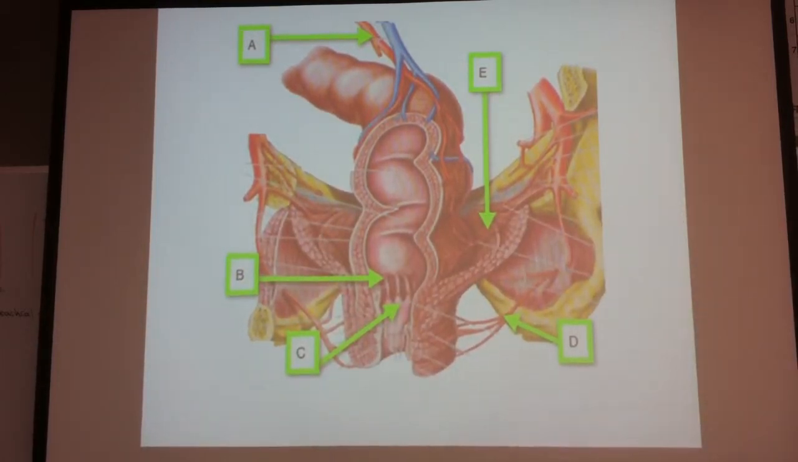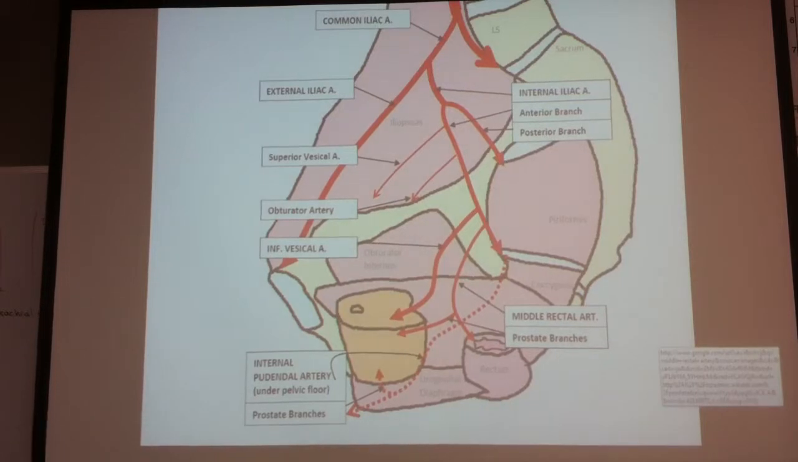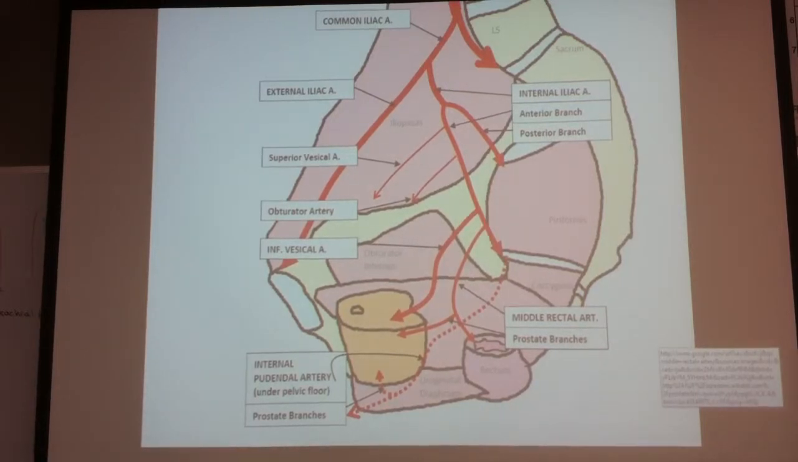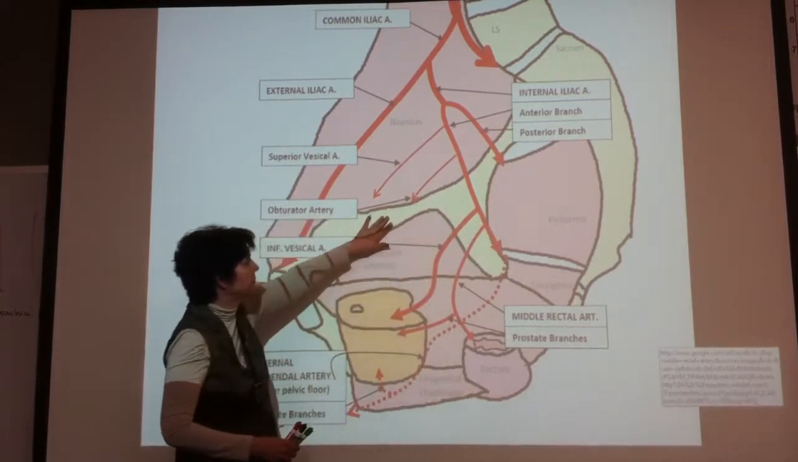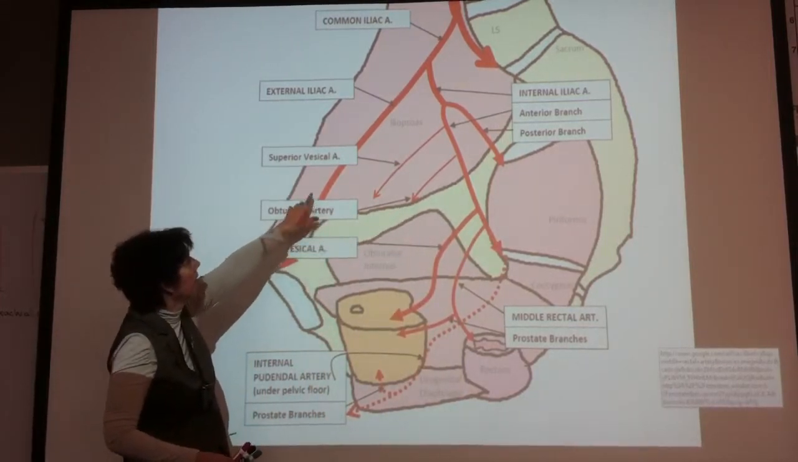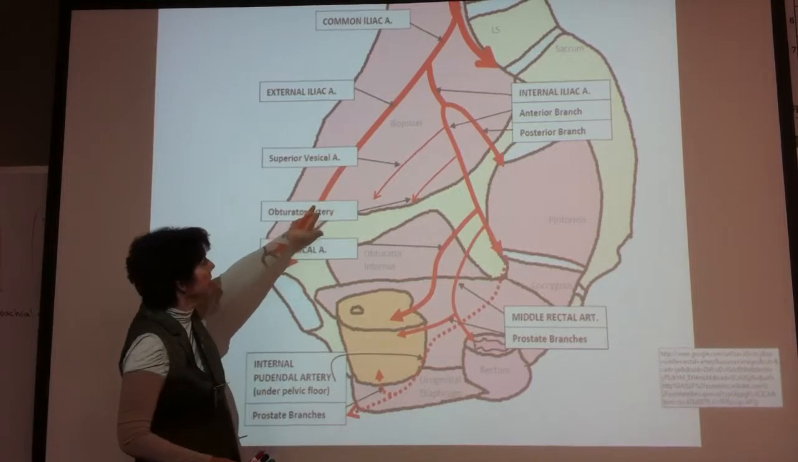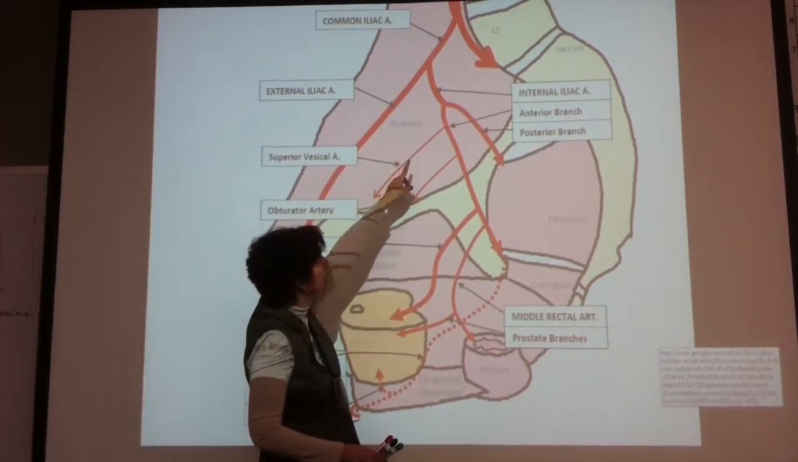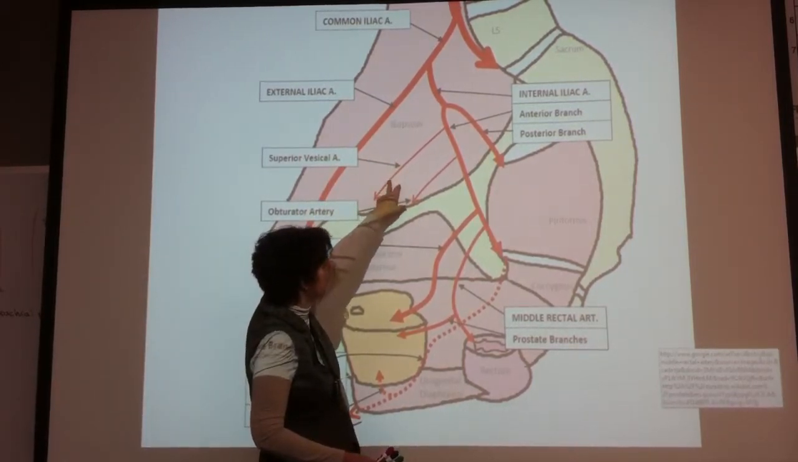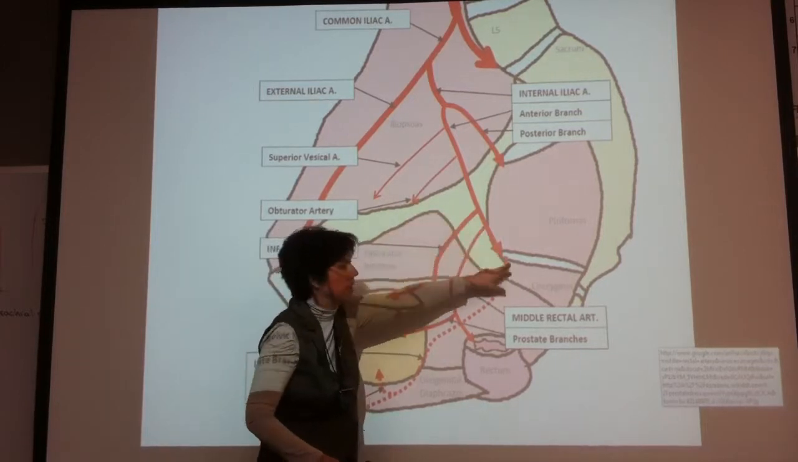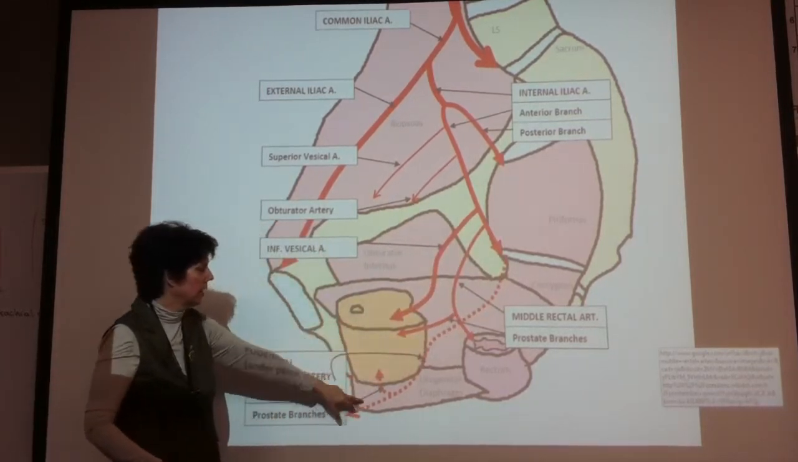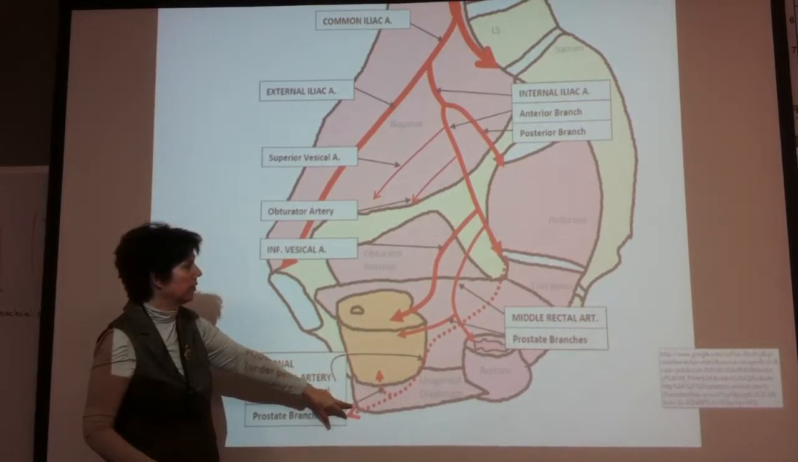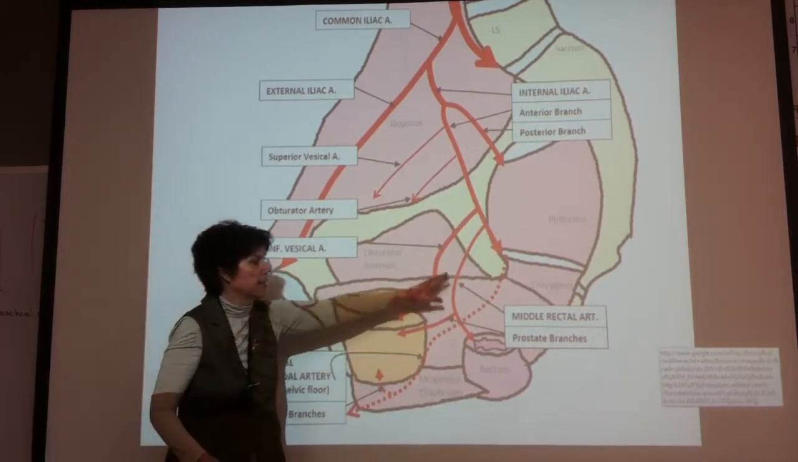And then finally, these last two pictures I just pulled off the internet this morning in the break. So here is external iliac coming along, internal iliac, giving rise to obturator artery. Here is internal pudendal going out and then coming back through the lesser sciatic notch, giving rise to inferior rectal components and middle rectal artery.